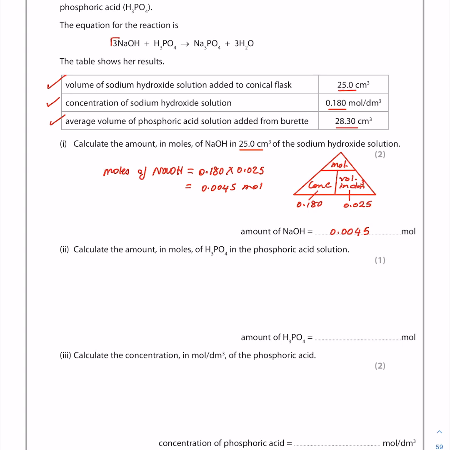Part II. Calculate the amount in mole of phosphoric acid. The ratio between sodium hydroxide and phosphoric acid is 3 to 1, so phosphoric acid is 1 over 3 of the sodium hydroxide. So the moles of phosphoric acid equals the moles of sodium hydroxide we got, 0.0045, over 3, which is 0.0015 moles.